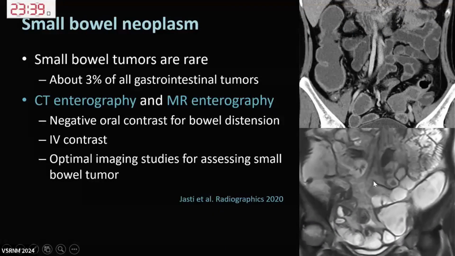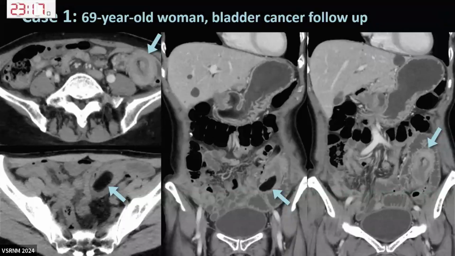However, in real world practice, often we do not know that the patient has a small bowel tumor. The patients may present with abdominal pain or small bowel obstruction. And so often we see the small bowel tumors on ordinary CTs too. Let's start with the first case.